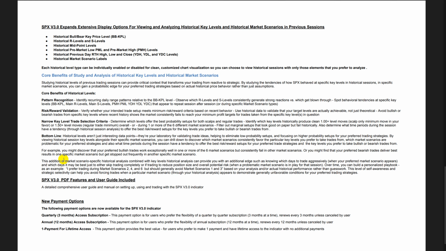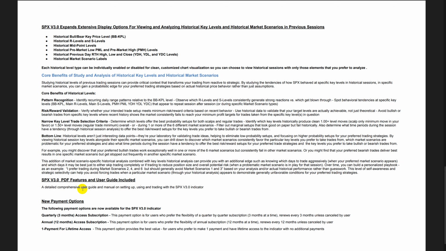For example, you might discover that your preferred bullish trades work exceptionally well in one or more of the 6 different market scenarios, but consistently fail in other market scenarios. Or you may find that your preferred bearish trades deliver the best results in one specific market scenario, but get stopped out frequently in other specific market scenarios.